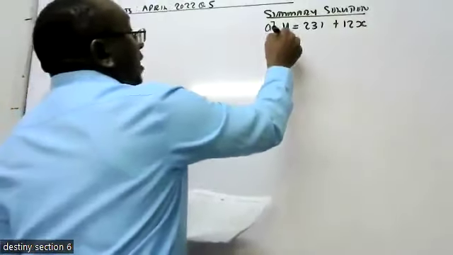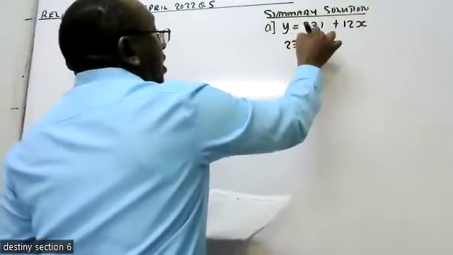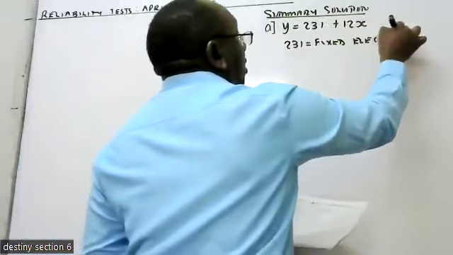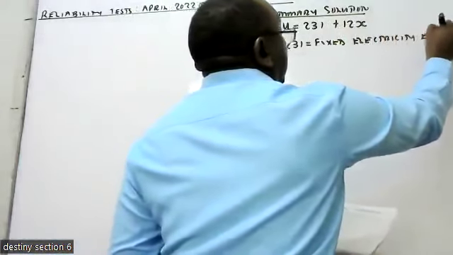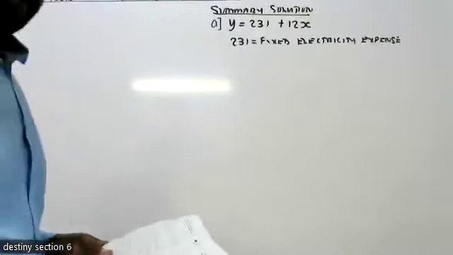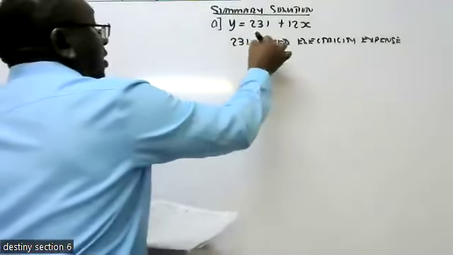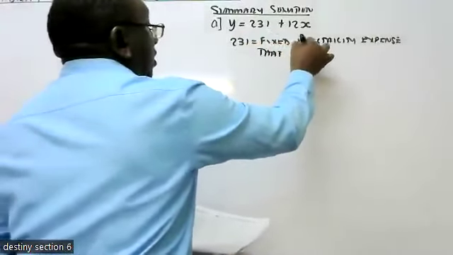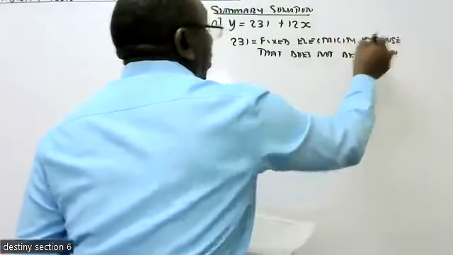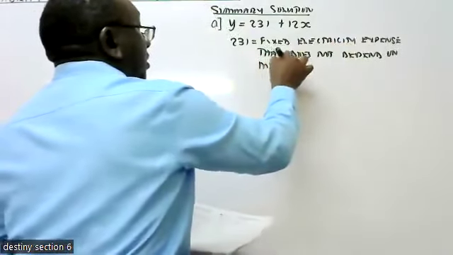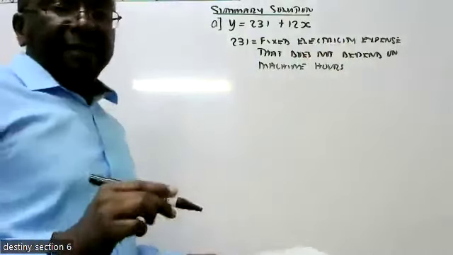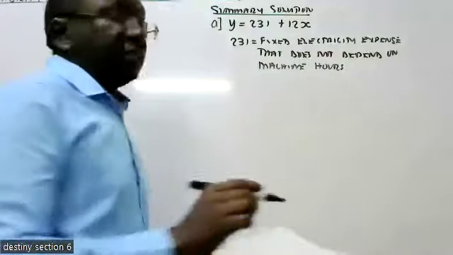Now if we are told to interpret, 201 is the fixed electricity expense. The fixed electricity expense that does not depend on machine hours. That is the value of A. So it's the fixed electricity expense. It does not depend on, it's not influenced by, machine hours.